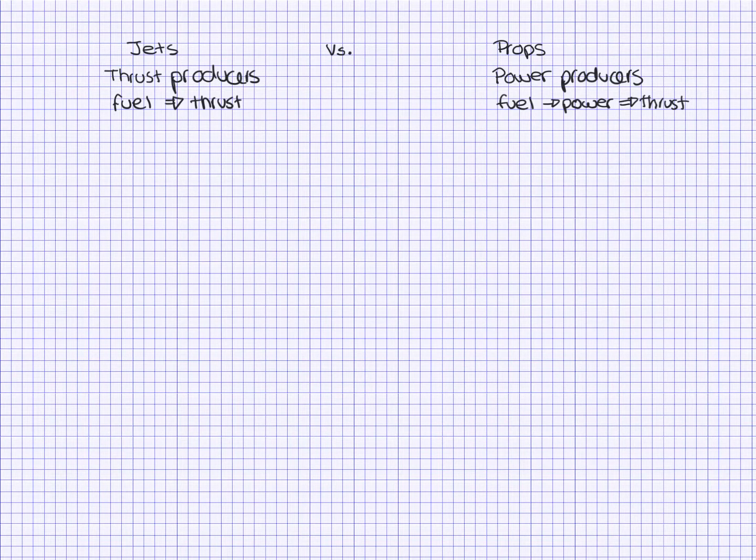So in this case, we're going to draw the thrust versus velocity curve. On the y-axis, we're going to have thrust and also drag, and on the x-axis, we're going to have velocity. The first type of thrust that we're going to talk about is known as thrust required.